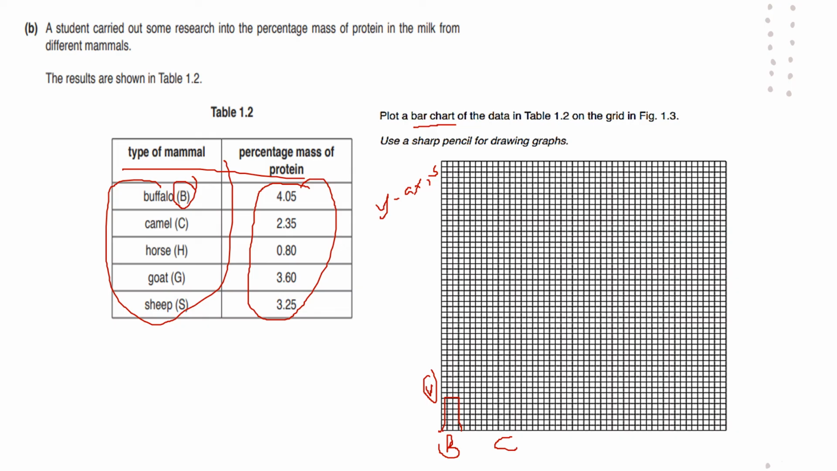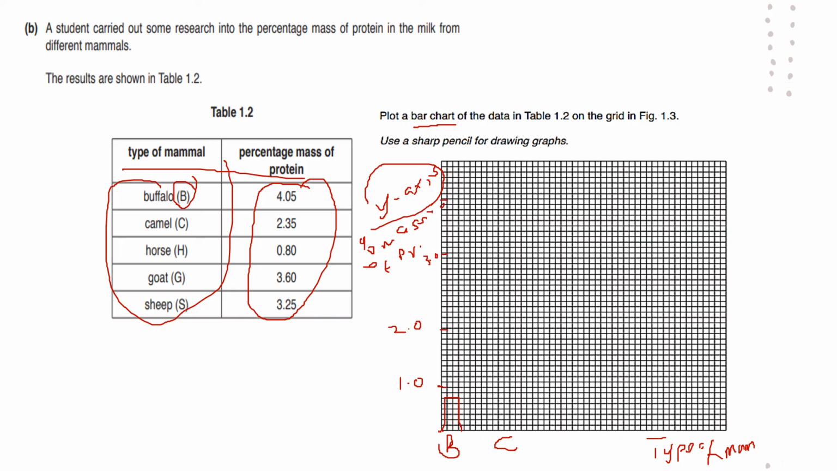So for things you need to do, label your y-axis. Your y-axis would be percentage mass of protein, okay? And then your x-axis is type of mammal. Make sure you put that there. The other thing you need to do is to put the values for the axis, especially the y-axis where your values are supposed to be. So you do that again by doing the counting, and when you do your counting, this is 1.0, and you do the same counting. Now I'm just going to estimate 2.0, and then 3.0, and 4.0, like that, okay?